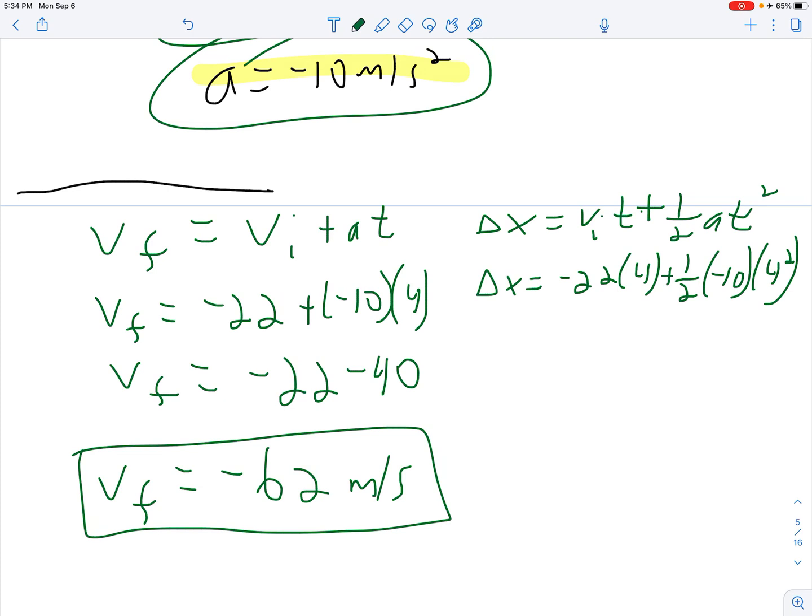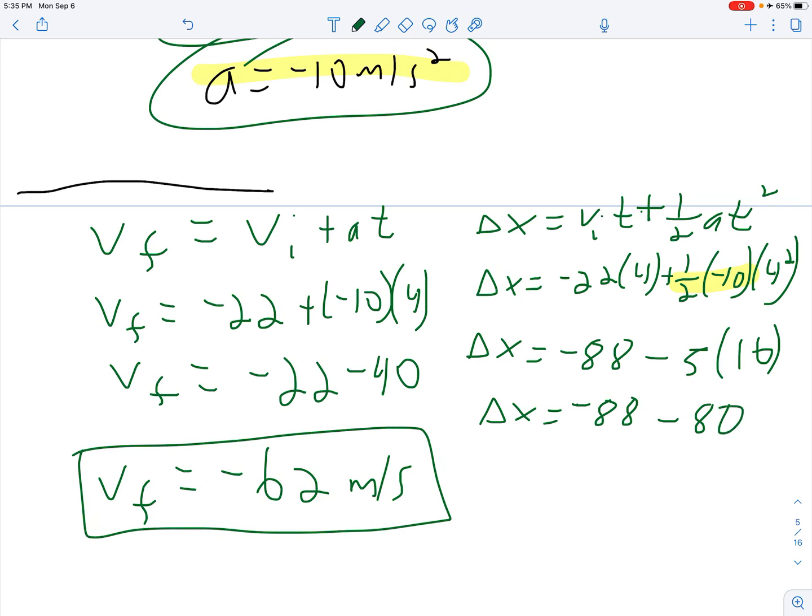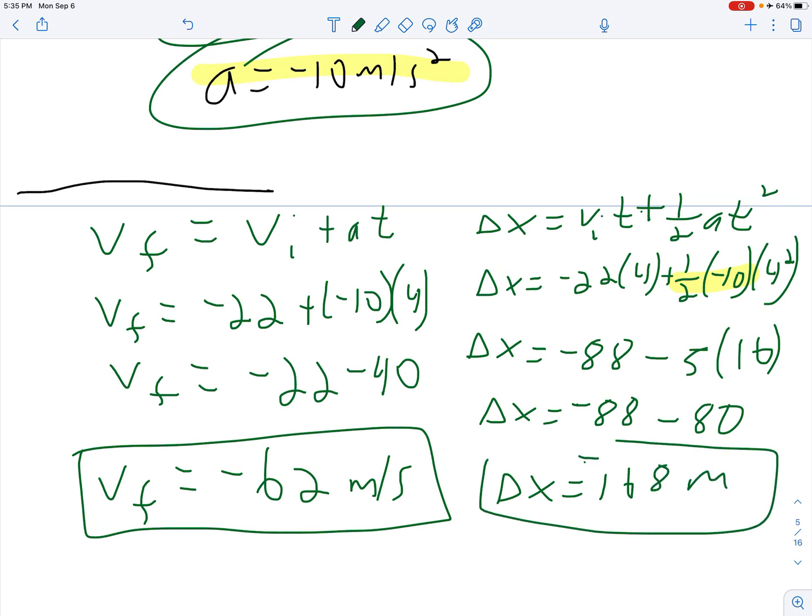All right, this is just straight math. I can solve this pretty easily. I get -88 minus 5 because half of -10 is -5. And 4 squared is 16. So then I get delta x is -88 minus 80, which is -168. And it makes sense this is negative because I'm measuring the distance down. So it's -168 meters.